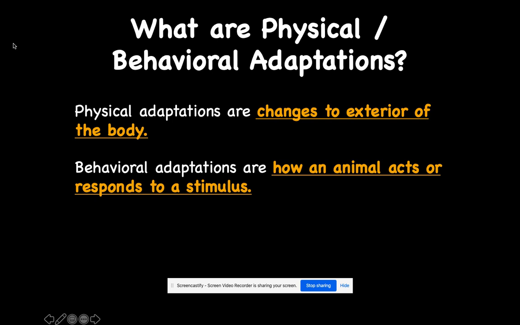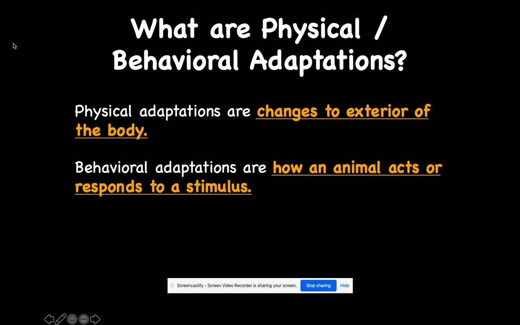A behavioral adaptation is how an animal or plant acts to respond to a stimulus. Big word there. It's responding to another organism. So think about your behavior. That's kind of on the inside, how you make your decisions. So adaptations, let's break it down.